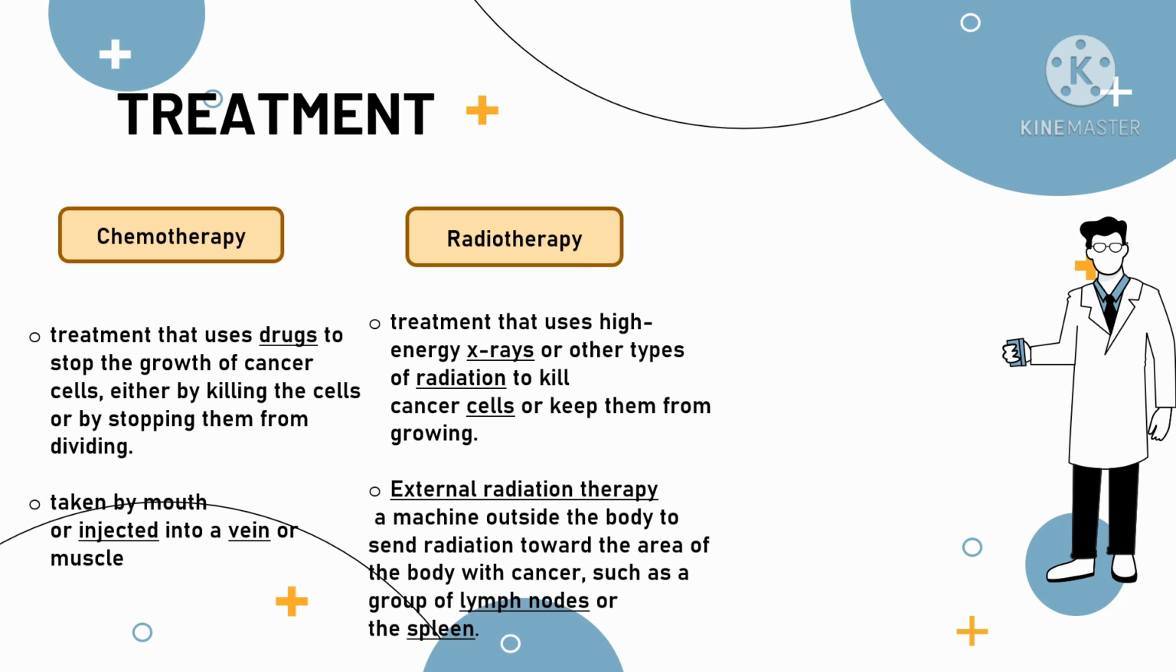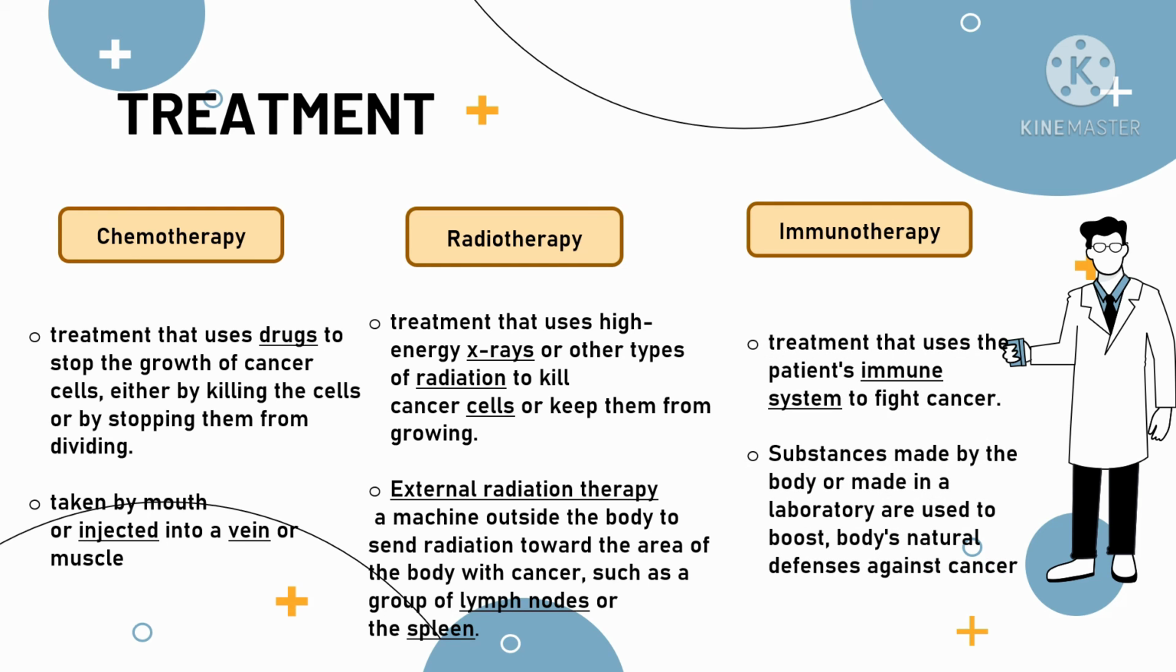Radiotherapy is a treatment that uses high-energy X-rays or other types of radiation to kill the cancer cells or keep them from growing. In the case of CLL, external radiation therapy is used, in which a machine outside the body sends radiation toward the area of the body with cancer, such as a group of lymph nodes or the spleen. Immunotherapy is a treatment that uses the patient's immune system to fight the cancer. Substances made by the body or made in a laboratory are used to boost the body's natural defenses against cancer.